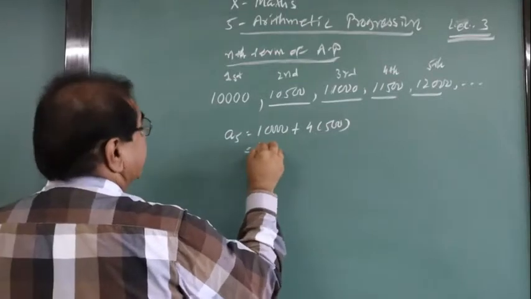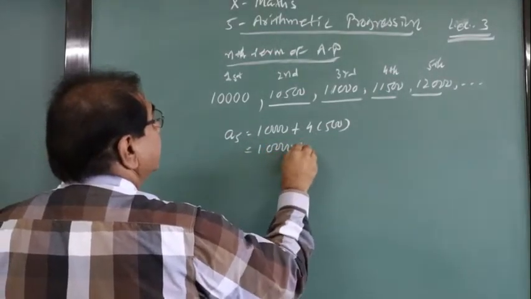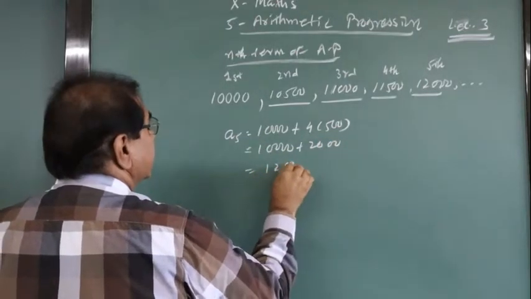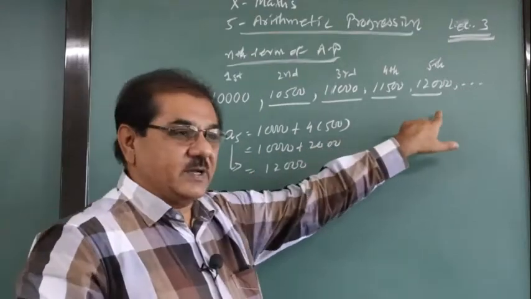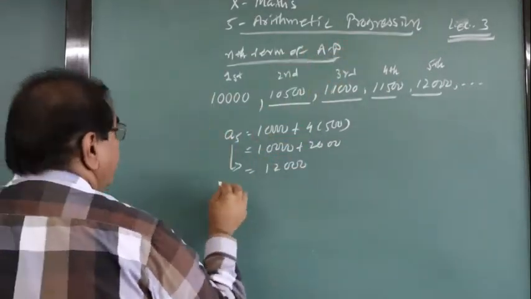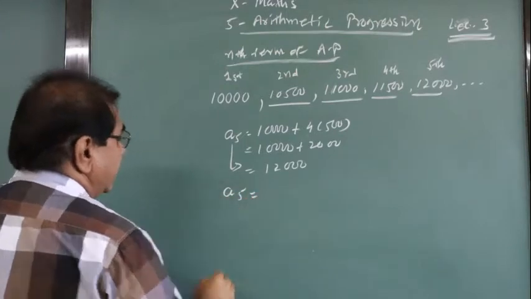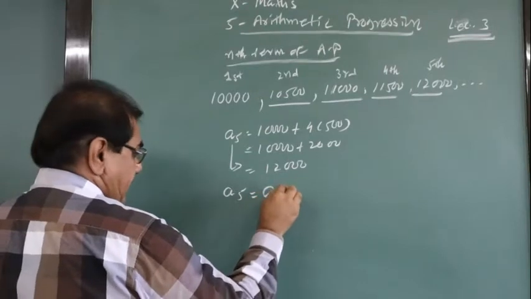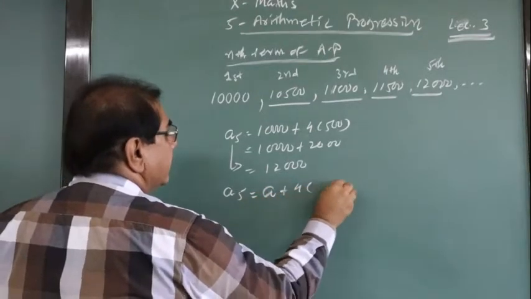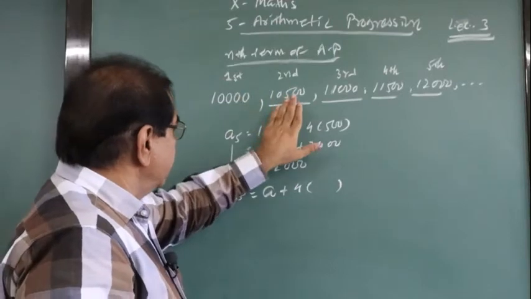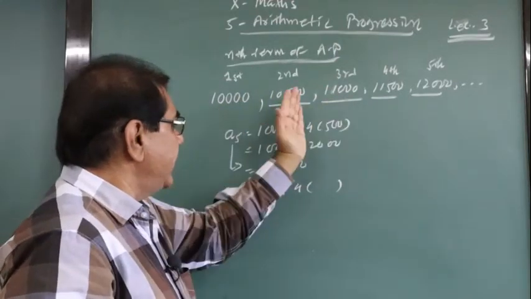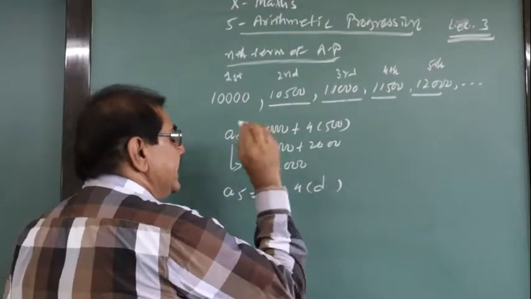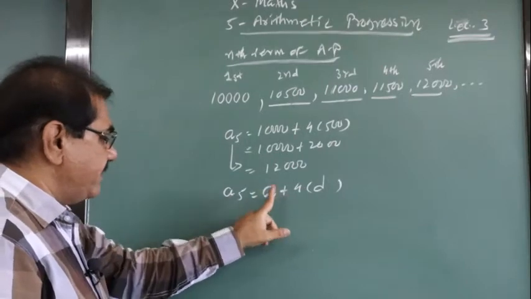Do we get the answer? Let us check. 10,000, 5 4s are 20 and 00, so it is 2,000. So ultimately the answer is 12,000. Do we get the term 12,000? Now we go for the symbol A5. What is 10,000? It is the first term of an AP. So I say it is A plus 4 times. What is 500? It is the difference. This minus this 500, this minus this 500. So common difference is 500. So for common difference I put D. So A5 is equal to A plus 4D.